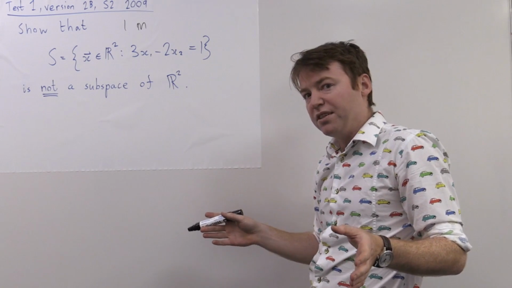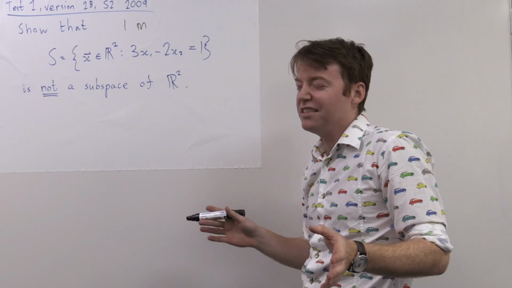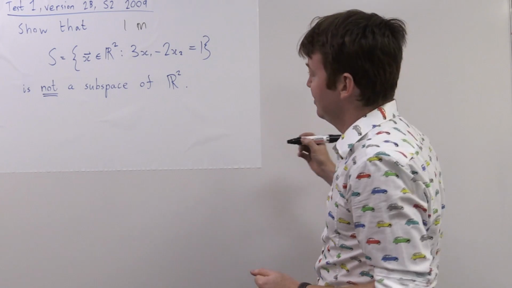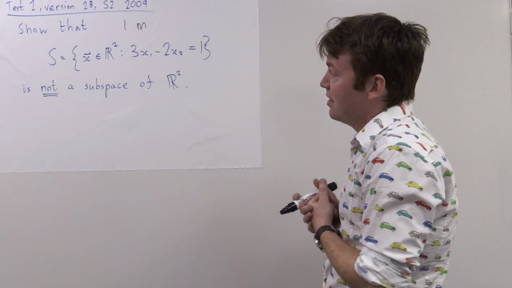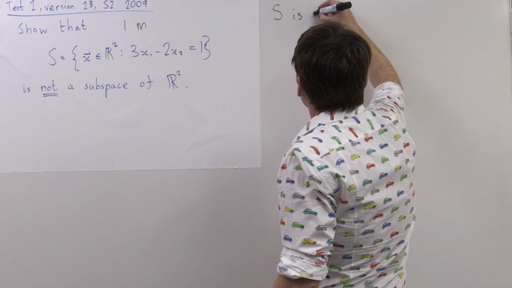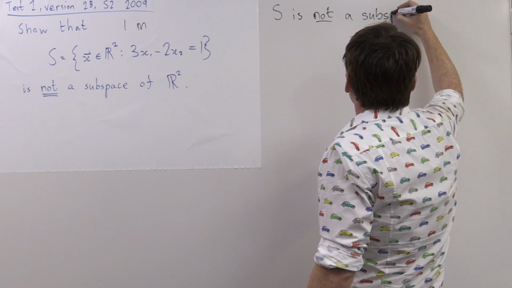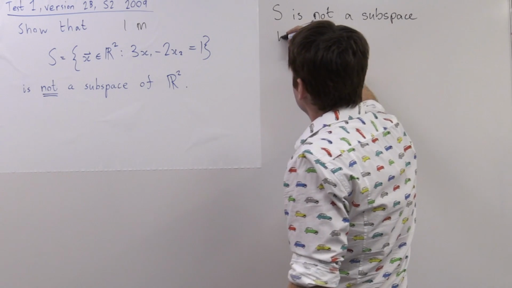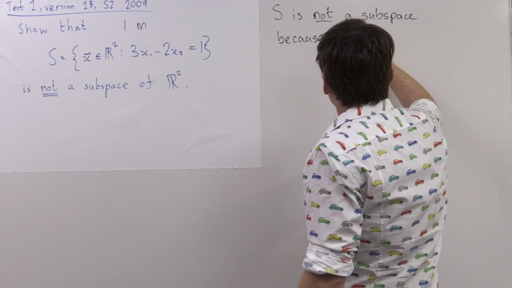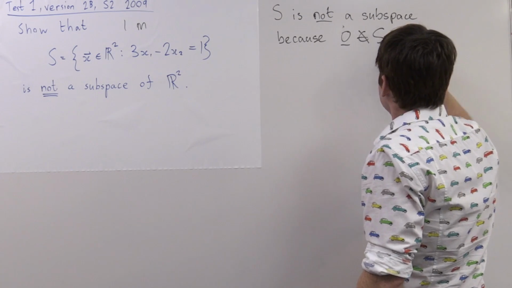The first thing you should always check for subspaces is, does it contain 0? That is the easiest thing to check. Do that one first, because it's the easiest. And in this case, S does not contain 0. Let's say 0 is not in S.